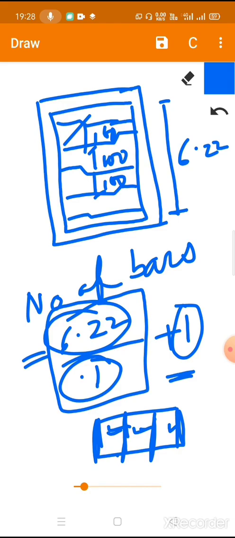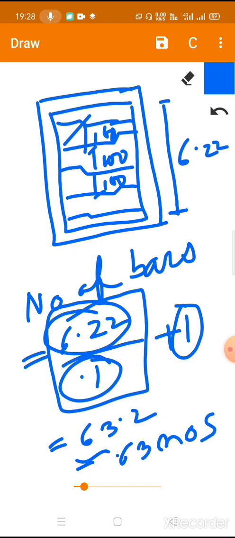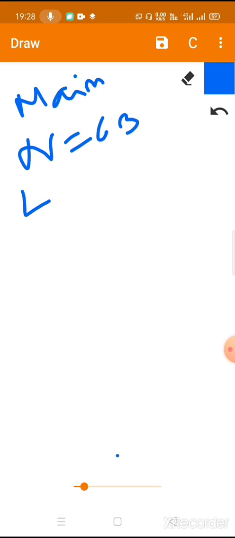Okay, so this becomes 63.2. We will adopt 63 bars. So the number becomes 63 for main reinforcement, isn't it? Now we need to find out the length of one bar.